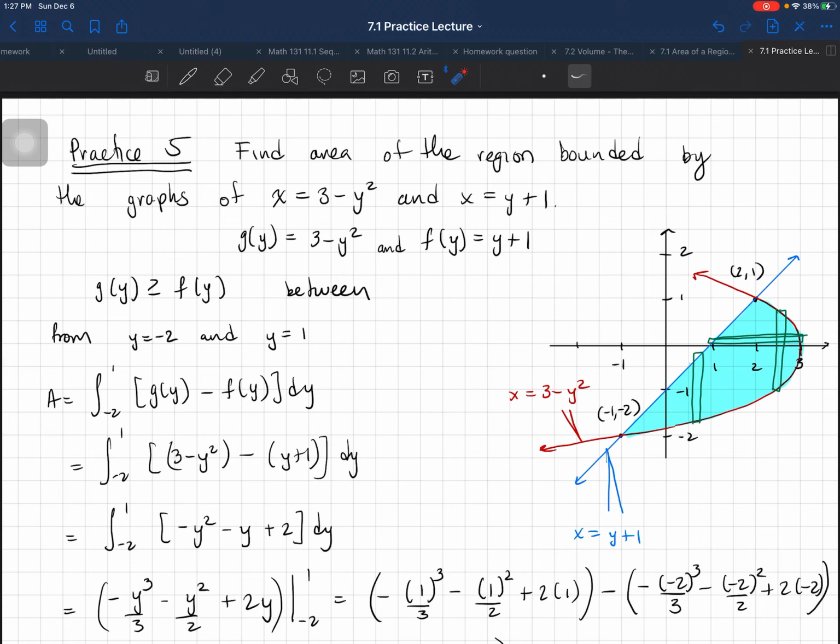So let's talk about the problem, right? Find the area of the region bounded by the graphs. And if you guys notice, these are not solved for y. They're solved for x, right? That will give us a hint in the future that we should be doing it the alternative way. All right.